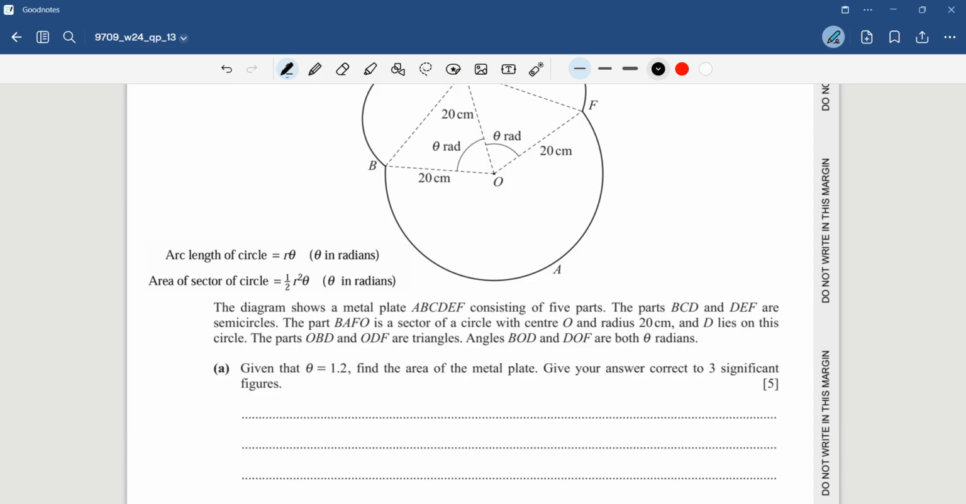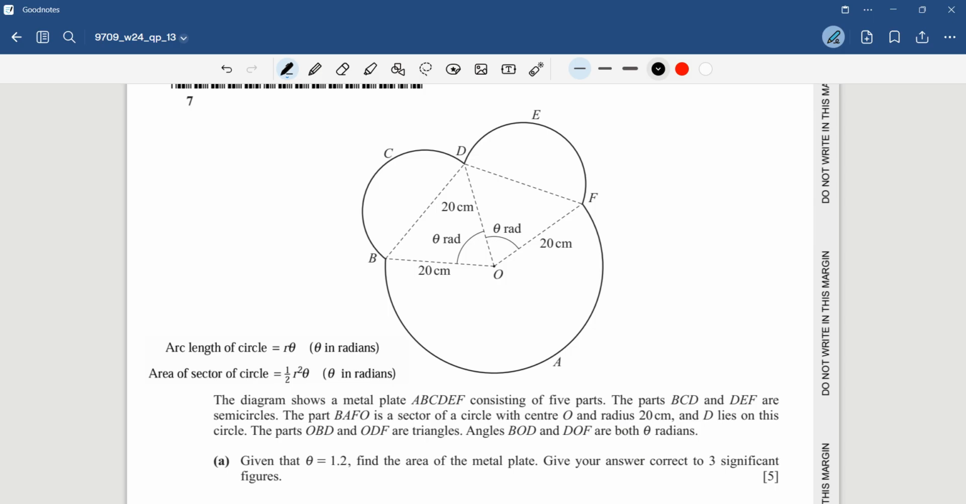So for question number 7, the diagram shows a metal plate ABCDEF consisting of 5 parts. So 1, 2, 3, 4, 5. There are also 5 parts. The parts BCD and DEF are the semicircles. And the part BAFO is a sector of the circle with the center O with the radius 20. So the radius is 20.